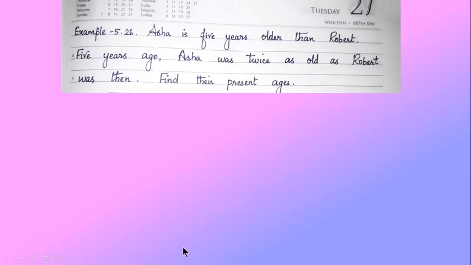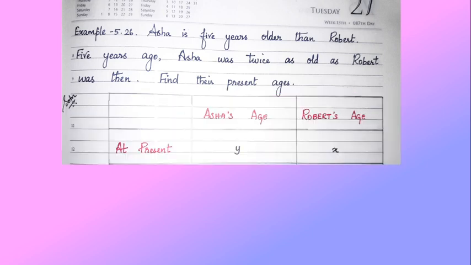That's it. Let's do question number 5.26. Asha is 5 years older than Robert. 5 years ago, Asha was twice as old as Robert was then. Find their present ages. So we are going to split Asha's age as well as Robert's age, and we are going to find their present ages.